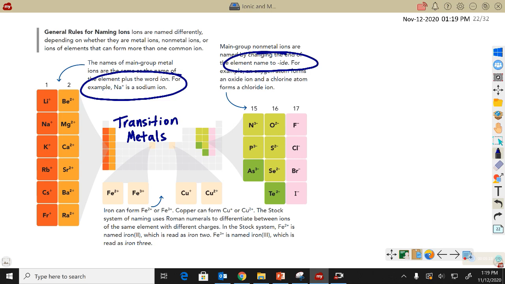You can't just say, go get me a compound with iron ions. Do you want the +2 version or the +3 version? They have different properties in the lab. And same thing happens with copper. Copper is commonly either +1 or +2.